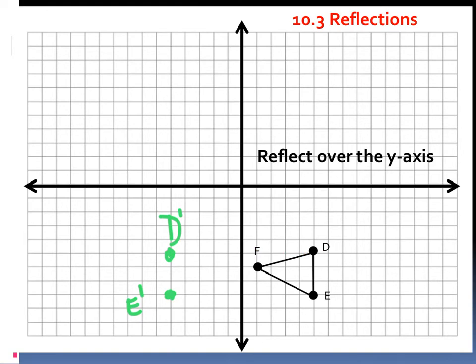And F is 1 away from the y-axis, so we're going to put that one right here. Then very carefully with your ruler, connect your dots. And you should notice it looks like the exact same triangle, just flipped over the y-axis this time.